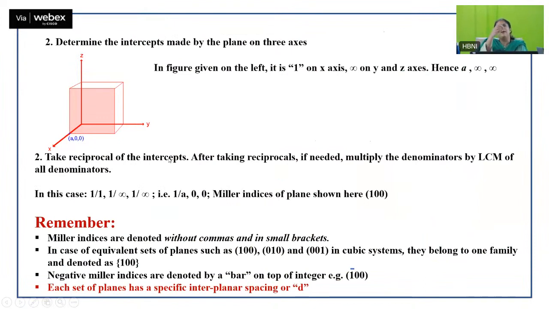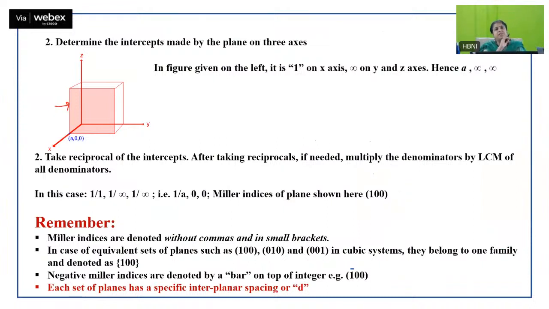Suppose I've asked you to find the Miller indices of this particular plane, the red plane. What you do is you see the intercepts made by the plane on the three axes. For example, here it makes an intercept of 1 on the x axis, but it does not touch the y axis or the z axis at all. So it is infinity and infinity because it is not making an intercept. Once you know the intercepts, take the reciprocal. Here it is 1/1, then 1/∞, 1/∞, and it is (100). That is how we determine the Miller indices.